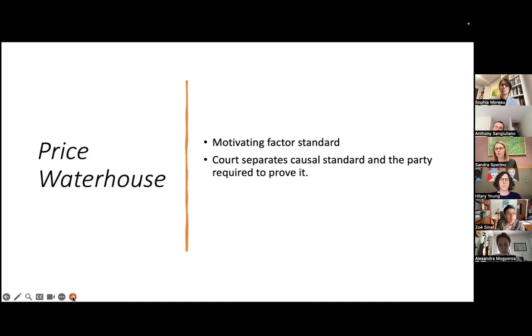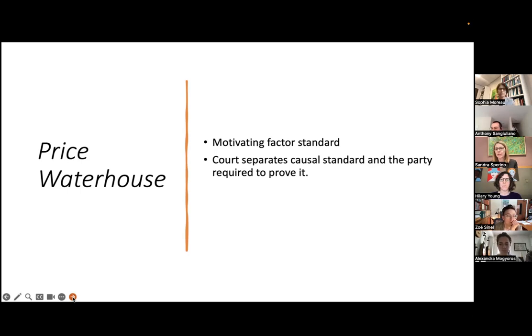So notice we get two things that are interesting given the court's recent moves. We have the motivating factor standard, which is not the but-for cause standard. And we also have a disaggregation of who has to prove the causal standard, with the plaintiff proving some of it, and then the defendant, to escape liability, having to disprove that sex played a role in the outcome, or prove that it would have made the same decision anyway.